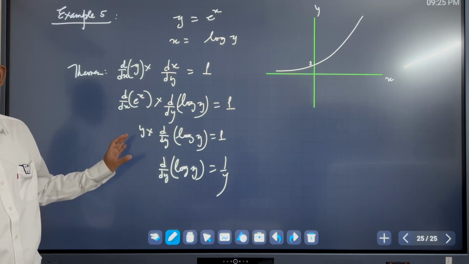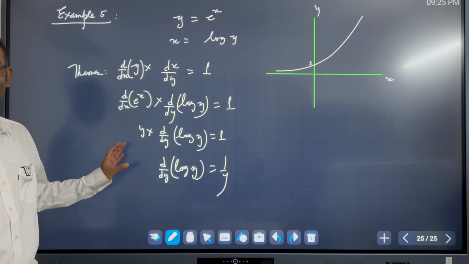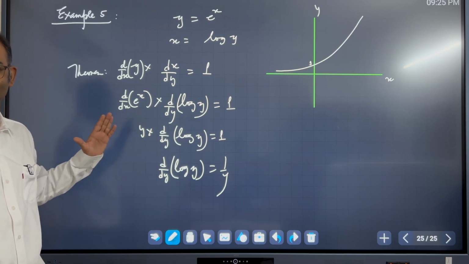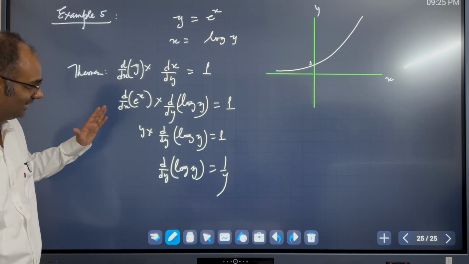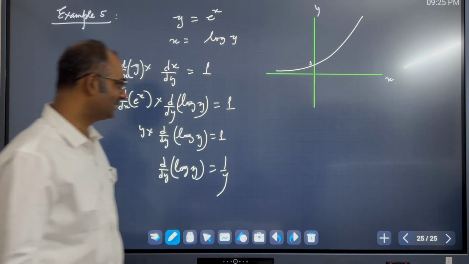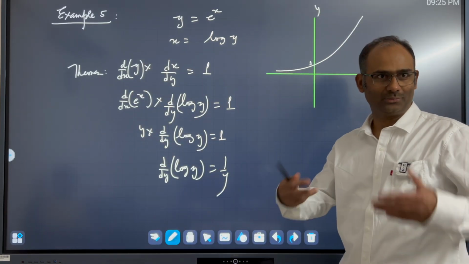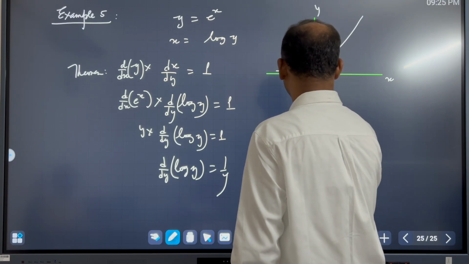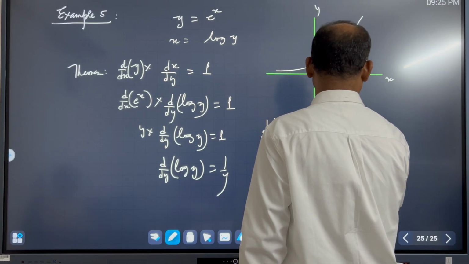Yeah. While differentiating, we forget about dividing. Is that okay? So if you don't want to use the variable name y and x, you can write derivative of log of x is 1 over x.